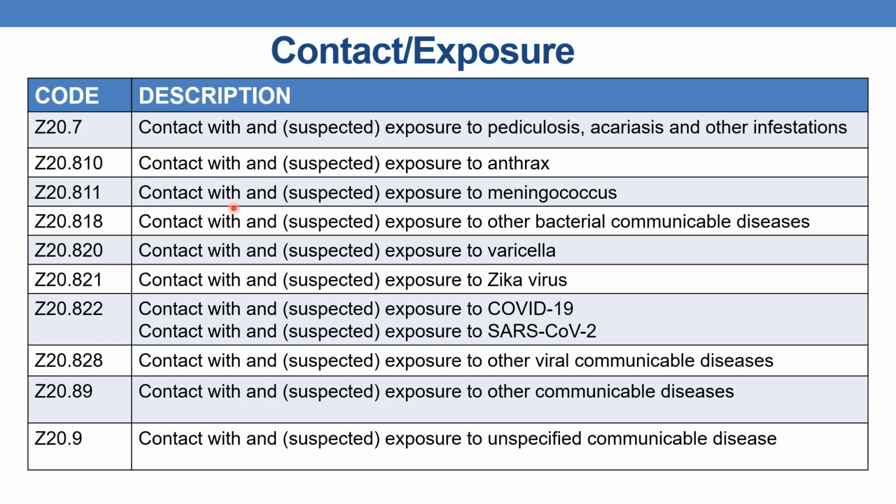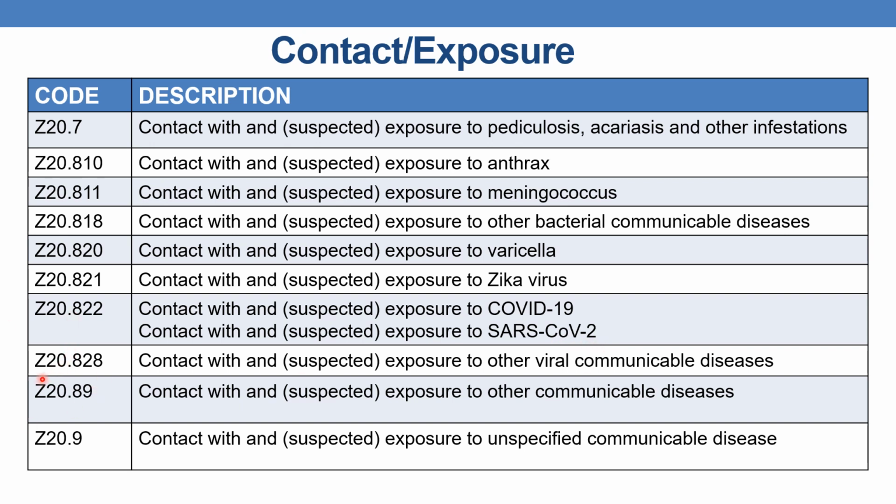Z20.811 deals with contact with and suspected exposure to meningococcus. Next is Z20.818, contact with and suspected exposure to other bacterial communicable diseases. The next is Z20.820, contact with and suspected exposure to varicella. Next is Z20.821, contact with and suspected exposure to Zika virus. The next is Z20.822, contact with and suspected exposure to COVID or SARS-CoV-2.